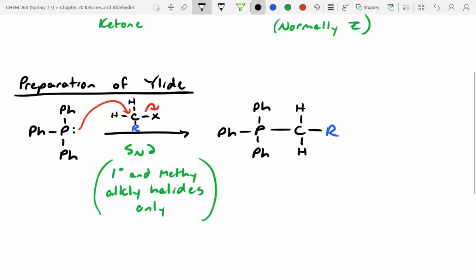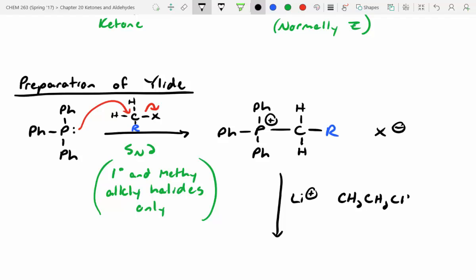And at this point, we've got our phosphorus that's a positive charge, and we've got our leaving group back here, right? Makes sense? And then in the next step, we need to deprotonate. So what we're going to use is a really, really strong base. It is not easy to deprotonate a CH bond, right? And the easiest reagent that's commercially available just about anywhere is butyl lithium.